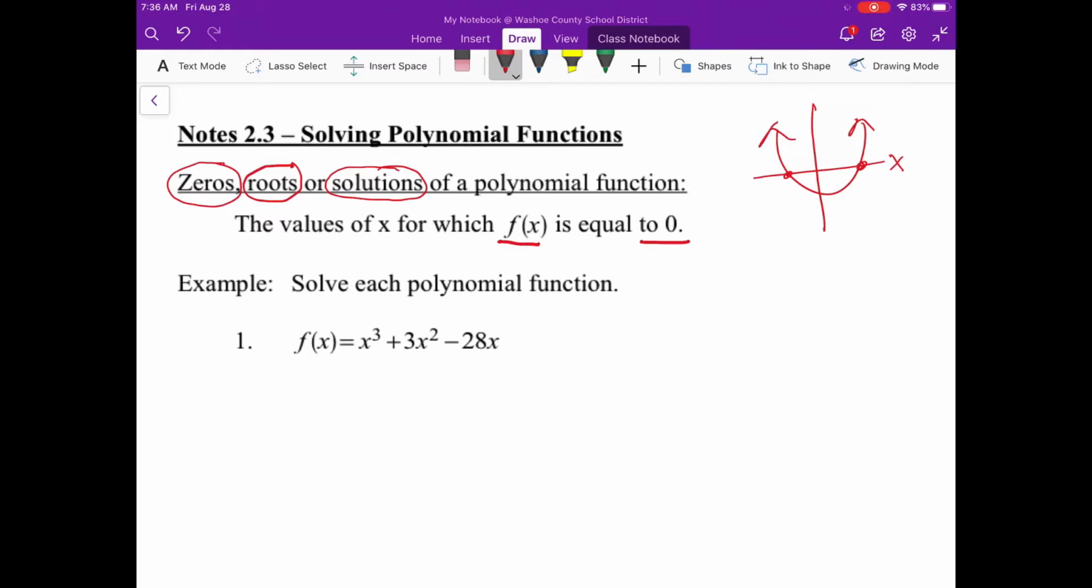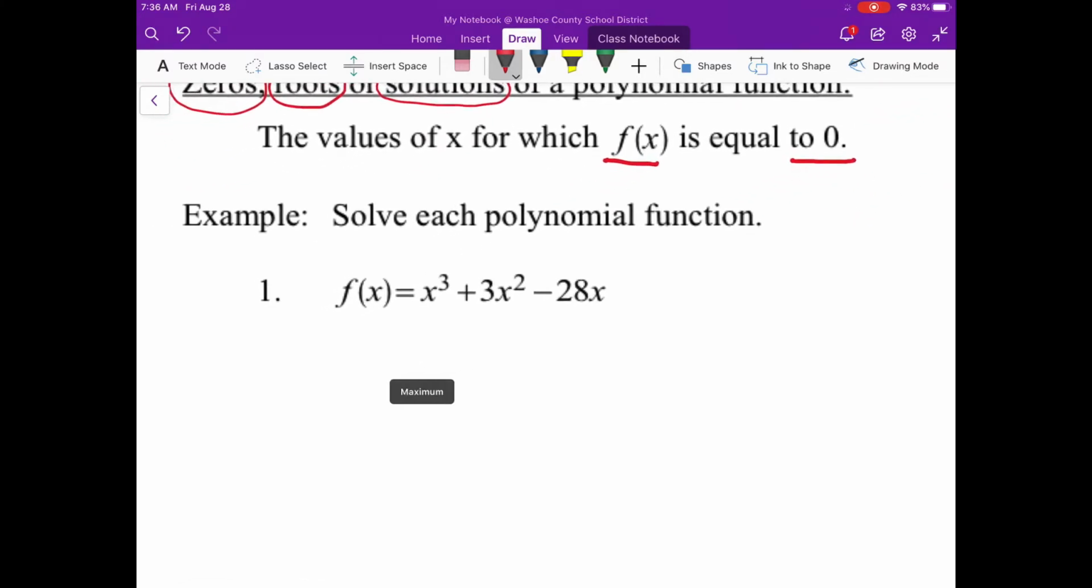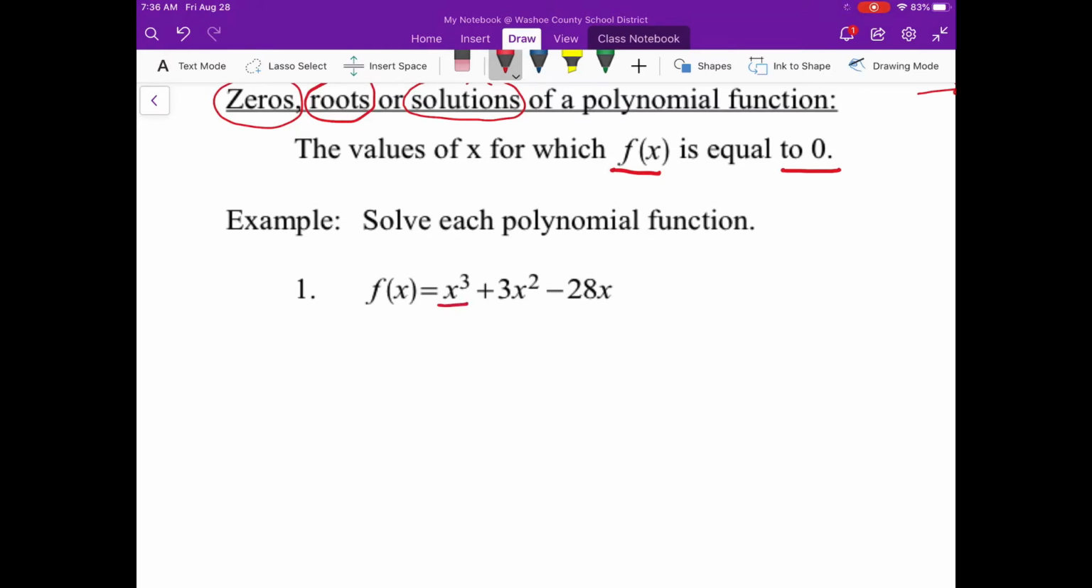So when we are solving polynomial functions, you are going to factor things out. So looking at this first example, and I look at x cubed, 3x squared, and negative 28x, the first thing I see that they have in common is an x. So I'm going to factor out an x for all of them. When I take out an x out of x cubed, I get x squared. When I take out an x out of 3x squared, I get 3x. And when I take out an x out of negative 28x, I just get a negative 28.